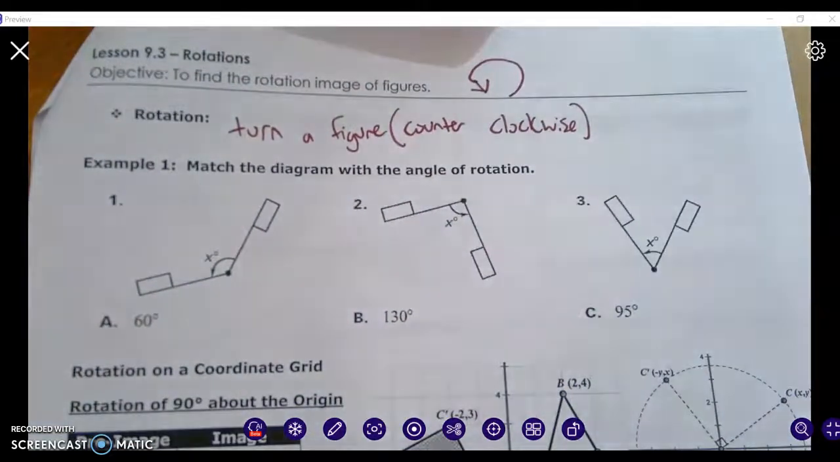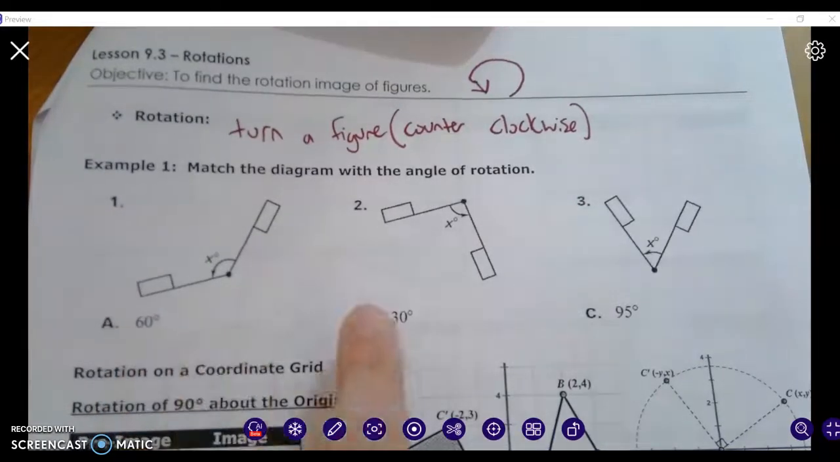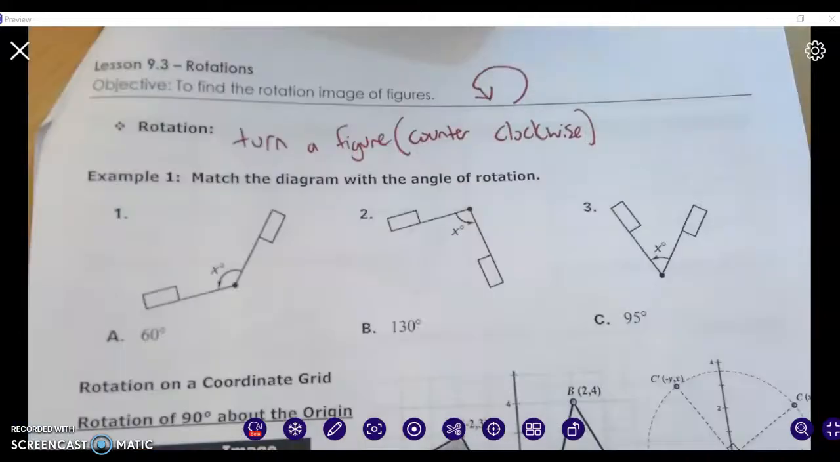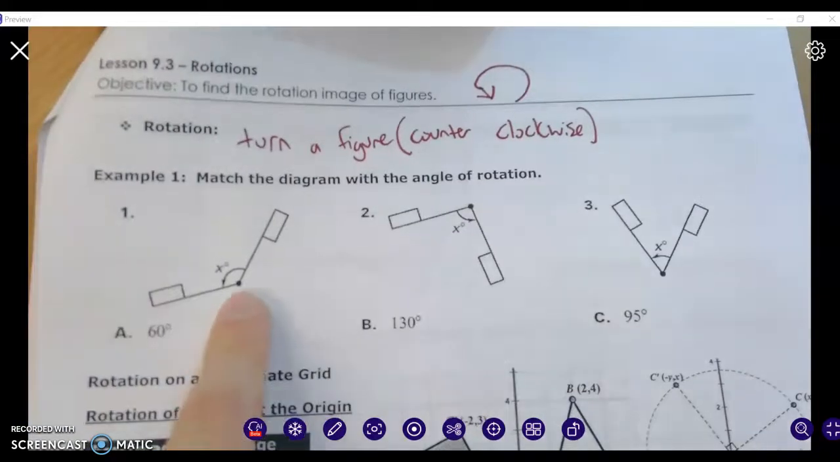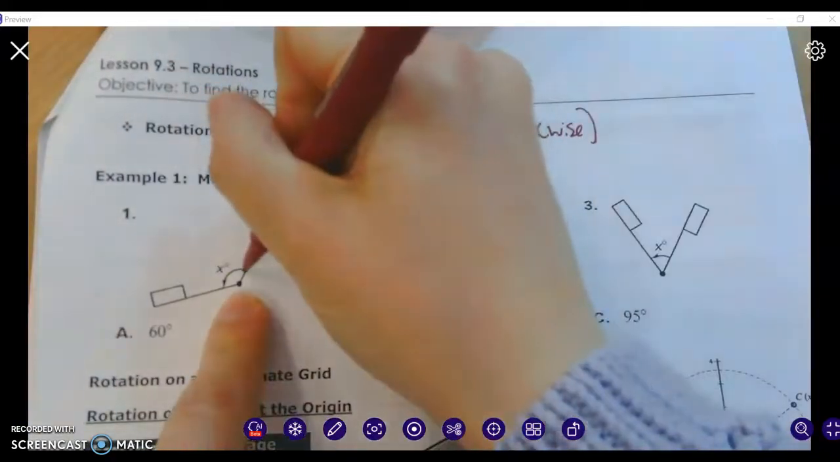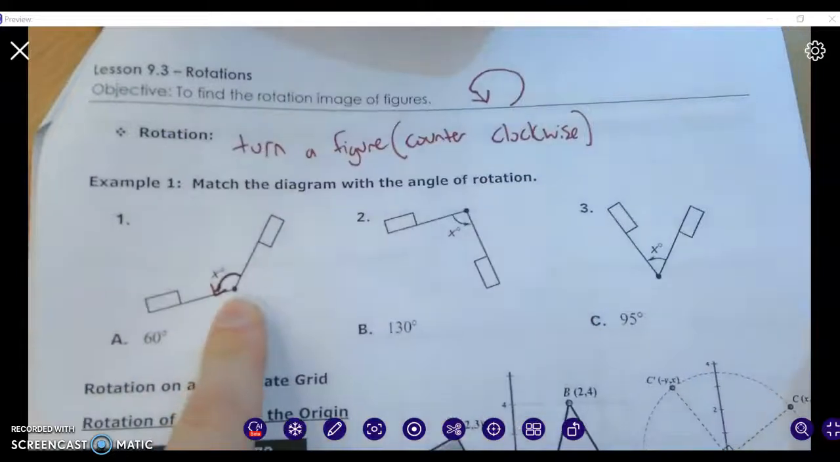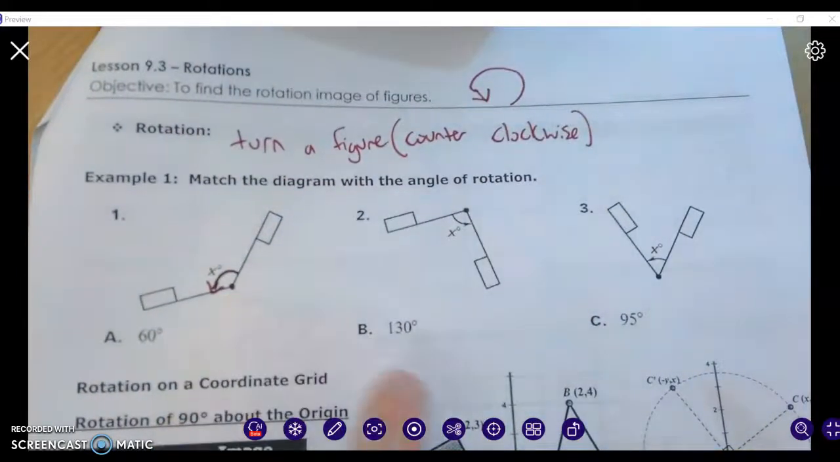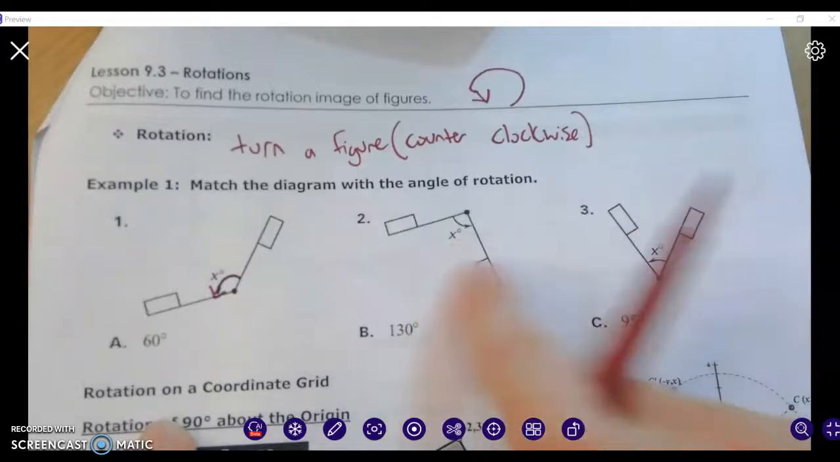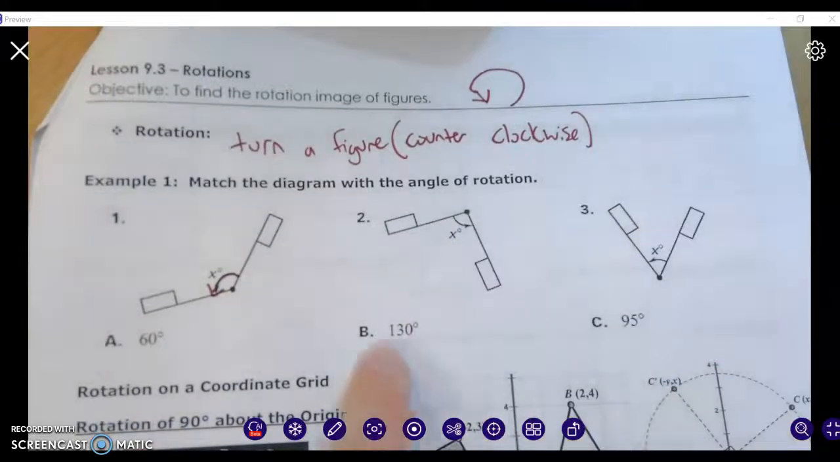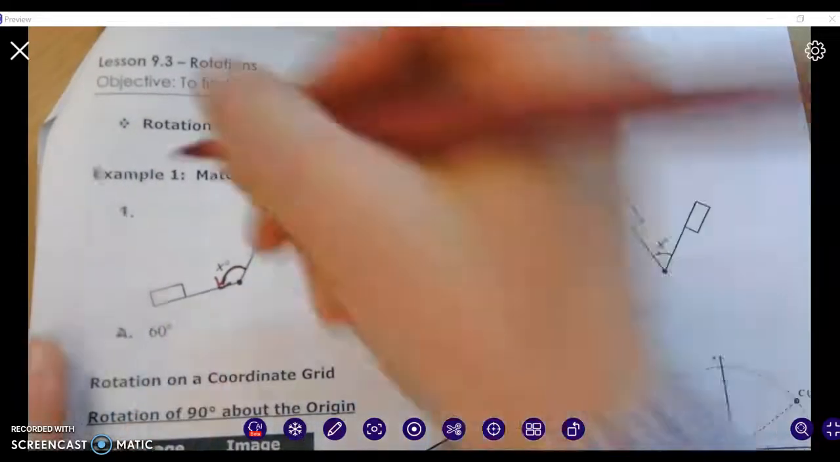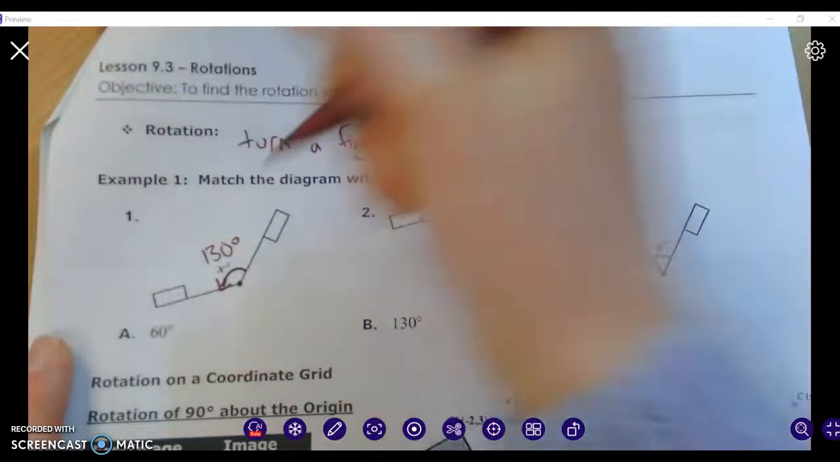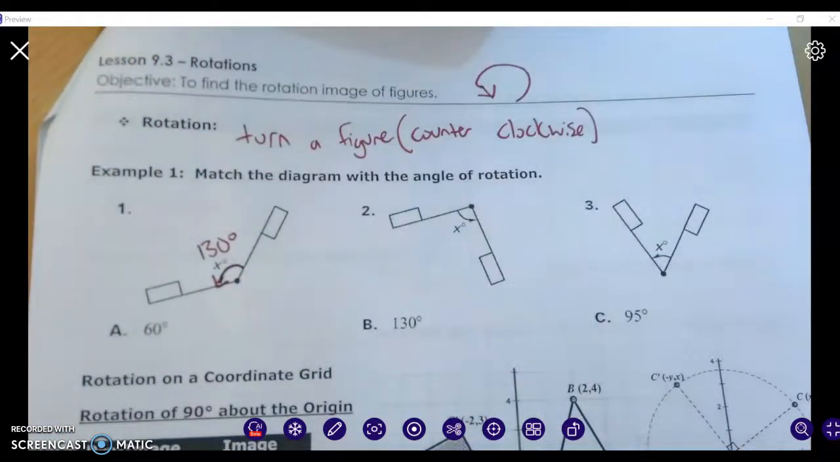Okay, so example 1 is to match the diagram with the angle of rotation. We have 60 degrees, 130 degrees, and 95 degrees. Let's look at this first one. It opens up more than a 90-degree angle, and the other two angles are smaller, so I'm going to choose the largest angle for that.